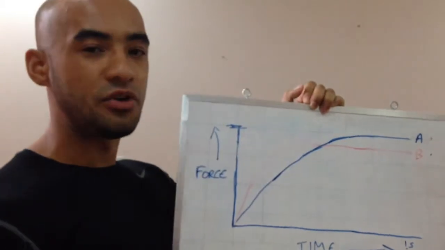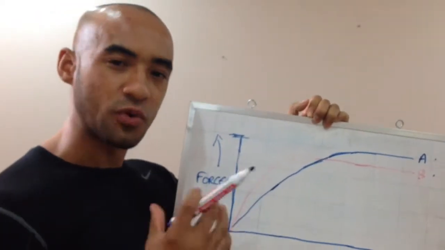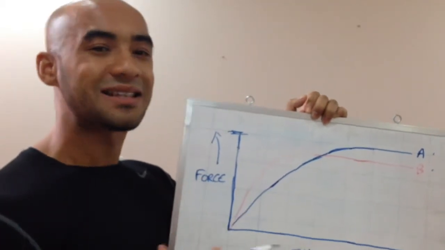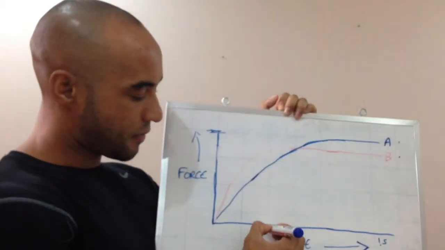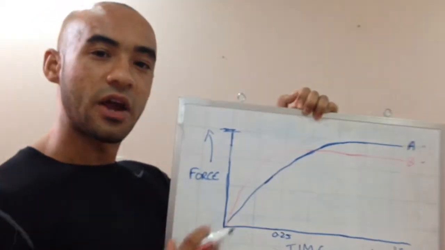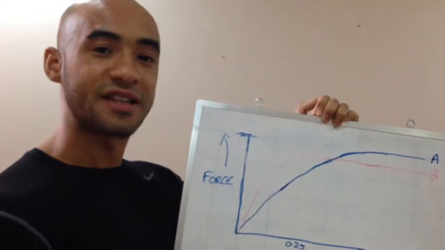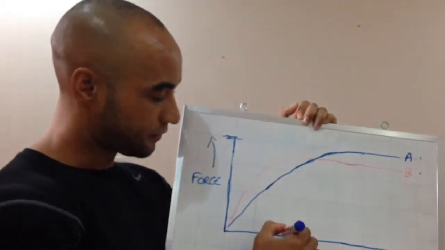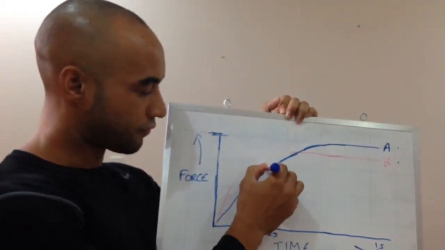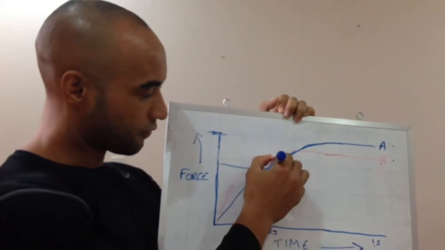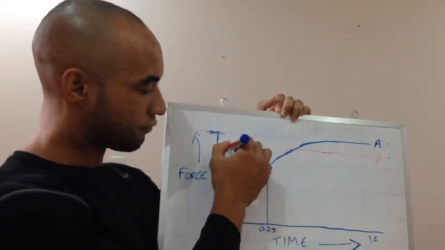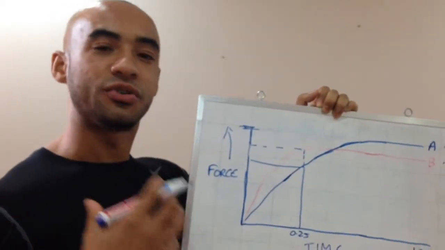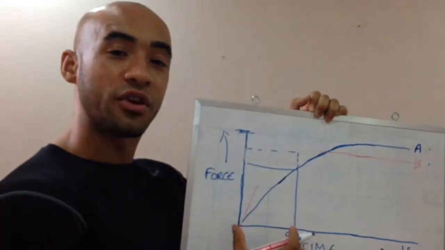But our sporting movements and the vast majority of the sports skills that we want to improve our power output in are performed in less than a quarter of a second. So if we put in 0.25 in there, so a quarter of a second, and we have a look at what force they can generate in this, the picture changes. So we can clearly see that athlete B is able to produce more force under a time constraint.